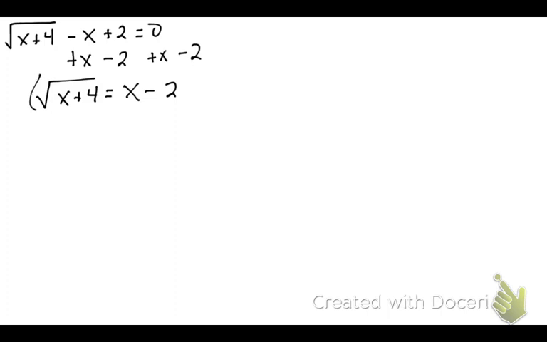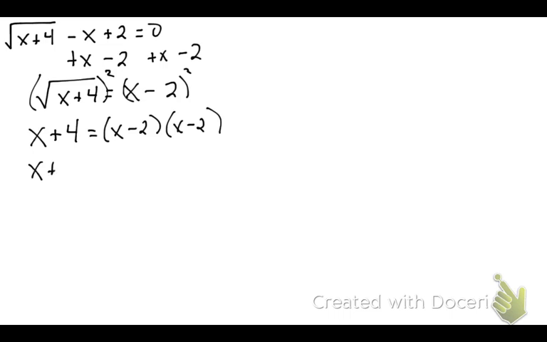Now, we need to square both sides. If you square a square root, you always get the radicand, so this would be x plus 4. Remember that x minus 2 squared means x minus 2 times x minus 2. You could distribute, you could use FOIL to multiply the right-hand side out, but however you do it, you should get x squared minus 4x plus 4.